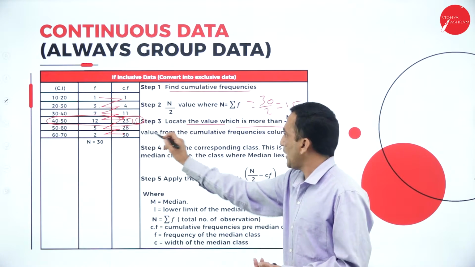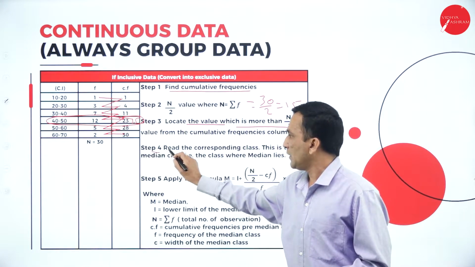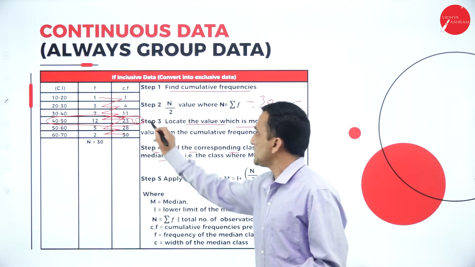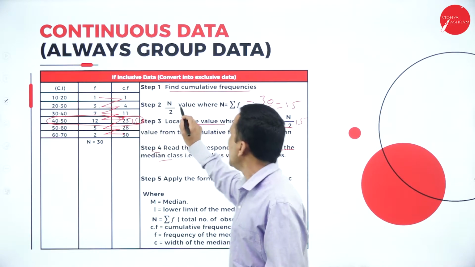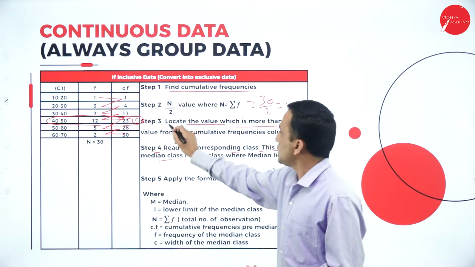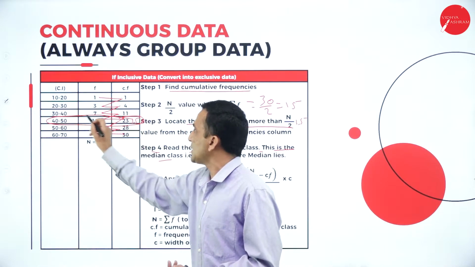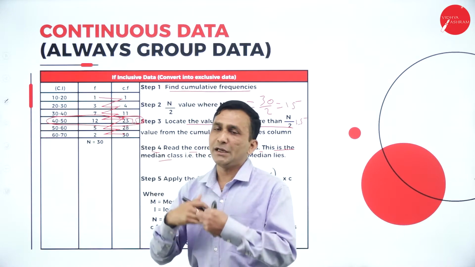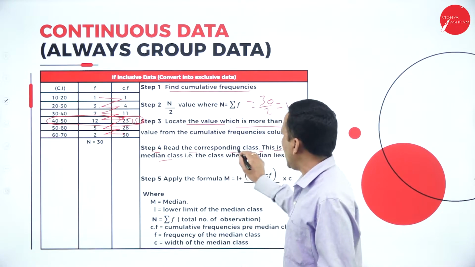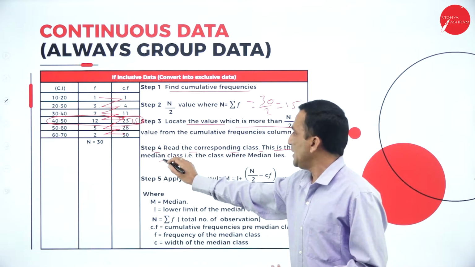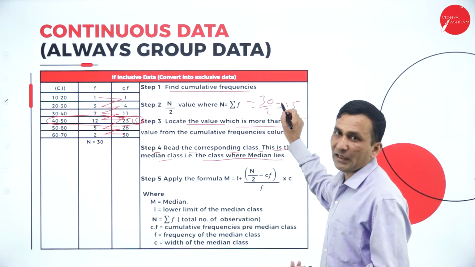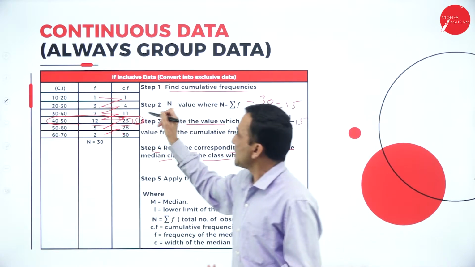Once I have located it, then go for the fourth step: read the corresponding class. This is the median class. Just now I told you the first step, cumulative frequency. The second step, taking n by 2, the formula for median. The third step, locate. Now I have located this class coming under the 15 category because I need to consider the value more than the 15 I calculated. Now read the corresponding class. This is the median class, the class where the median is lying. After calculating n by 2, I am getting 15, which is lying in this column.